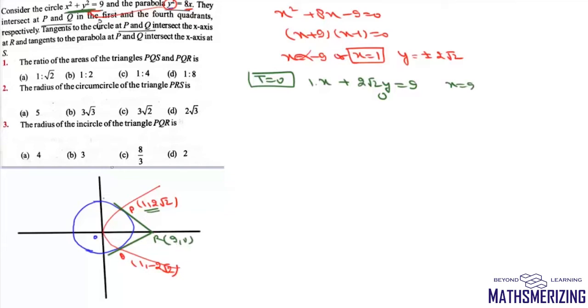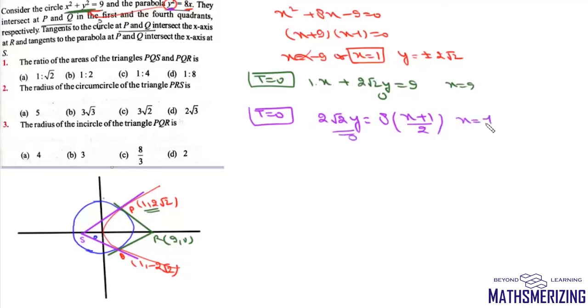Now it also says tangents are drawn to this parabola also, and they intersect at the point S. Again, these points P and Q lie on this parabola, so again the equation of tangent is given by T equals 0. So for y square, we'll write 2 root 2 y equals 8 times (x plus 1) by 2. Now again, we need this point on x-axis. I'll put y as 0, so I'll get x as minus 1. So this point S is (minus 1, 0).